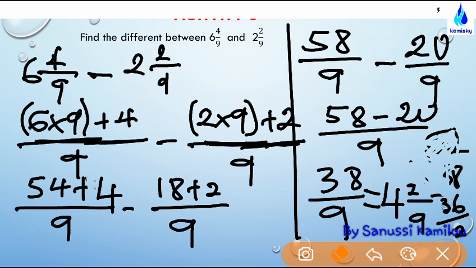Still, when you finish, you want to be sure. You can still verify by doing what? You try to check whether it will give you 38 over 9. Let's go. 4 times 9 is what? 36. Plus 2 will give you what? 38. Then your answer is correct. Very good.